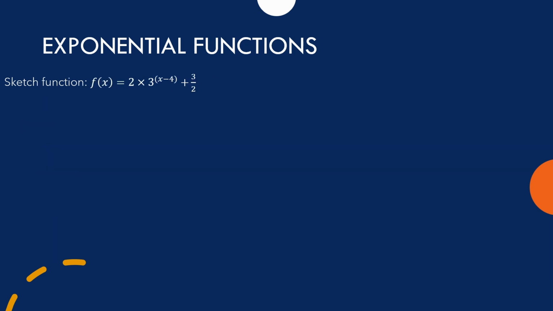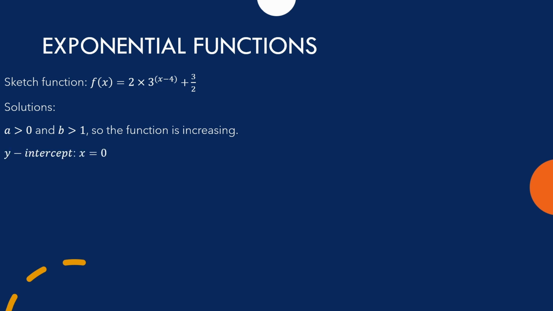Now let's take a look at an example. Sketch the function f of x equals 2 multiplied by 3 to the power x minus 4 plus 3 over 2. First, I notice that my a is greater than 0 and b is greater than 1, and hence the function is increasing. For the y-intercept, I let x equal 0, and doing that I'll have 2 multiplied by 3 to the power 0 minus 4 plus 3 over 2, and that will give me a y value of 1.52.